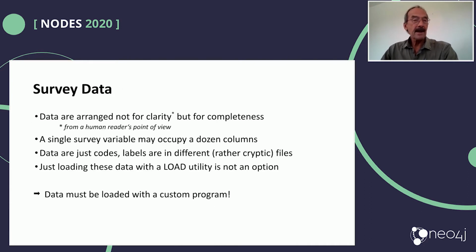Now we can see that the data in the tables are arranged not for clarity from a human reader's point of view, but for completeness. All the responses are recorded with all detail precisely in these tables. We notice that a single variable may occupy several columns and that the data in the tables are just codes, the labels being in different files.